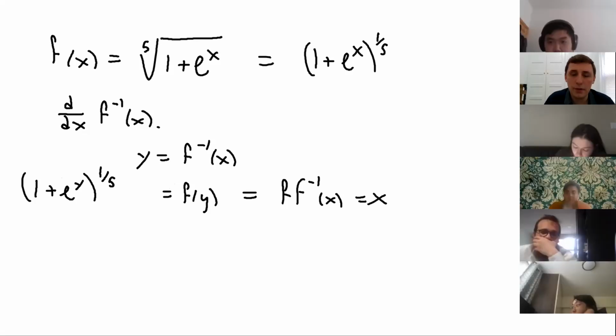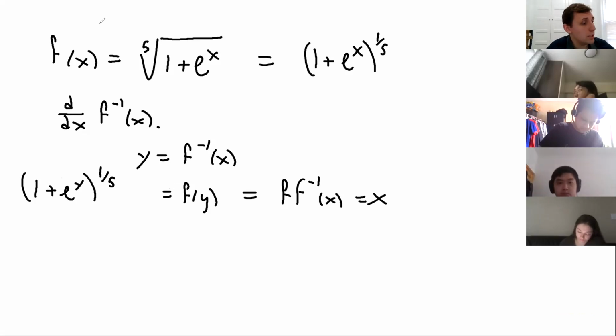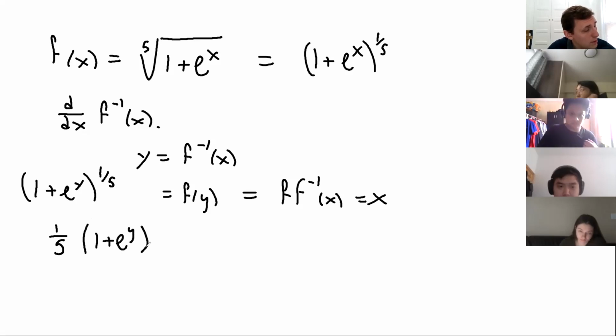So this first step, everybody understands what happens here. I'm just creating an equation that identifies what y is as a formula. So I'm using implicit differentiation here. Yes, it's implicit differentiation. So then I take the derivative. And when I take the derivative of this expression, on the left side, I get 1/5, 1 plus e to the y to the power of minus 4/5. Do you agree?